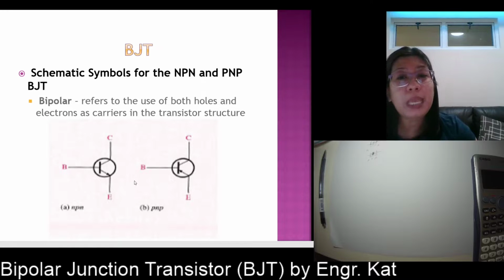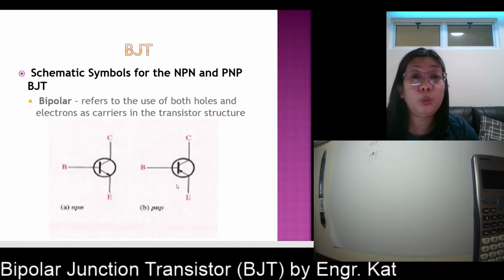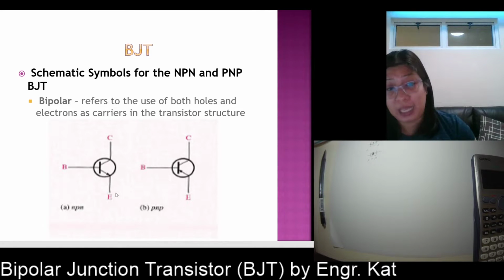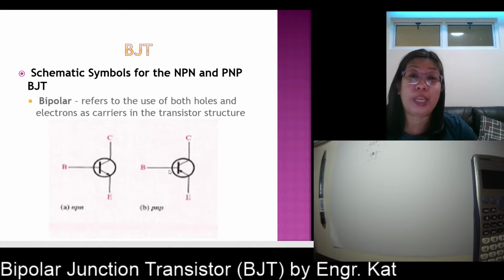So the main difference between the two symbols is the arrow. Wherever the arrow is, that is your emitter. So we have here the NPN and the PNP. NPN is not pointing in, and PNP is pointing in. The opposite terminal is the collector, and this one is the base. So these are the symbols for NPN and PNP.